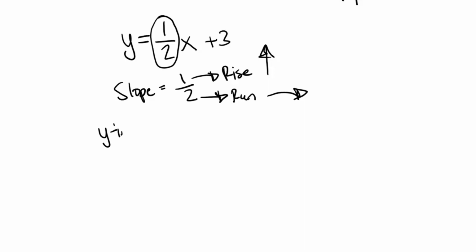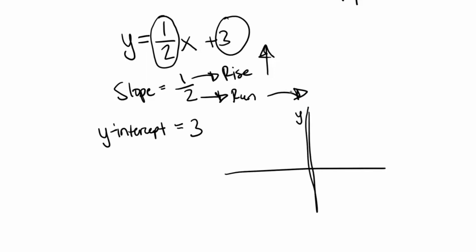Then the y-intercept in this equation would be 3. So that means on your graph, this is your y-axis right here. So if the y-intercept is 3, then that means you're going to have a point right here at 3 on the y-axis. Intercept is where your line crosses the y-axis. So let's see what this would look like if I graphed it.